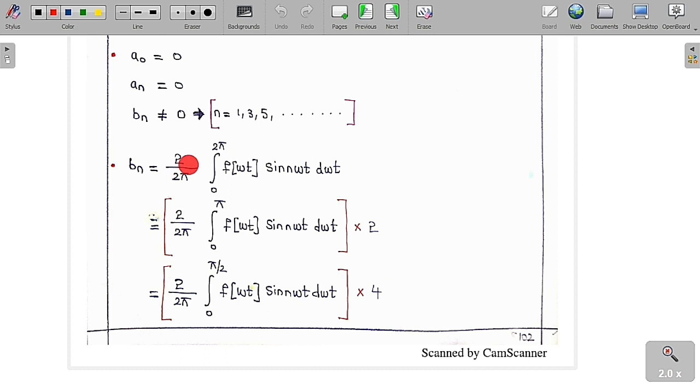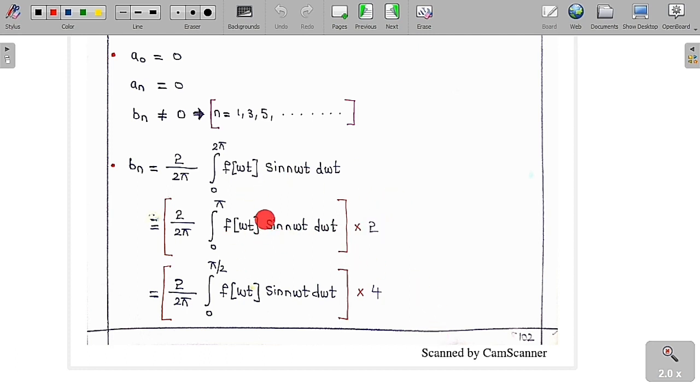So bn is equal to 2 by pi integration of 0 to pi f of theta into sin n theta into d theta. You can split this depending on whether you use the half wave symmetry or the quarter wave symmetry. You can go for any of the procedures, you are going to get the same result. All are going to give you the same result. So this is a general explanation.